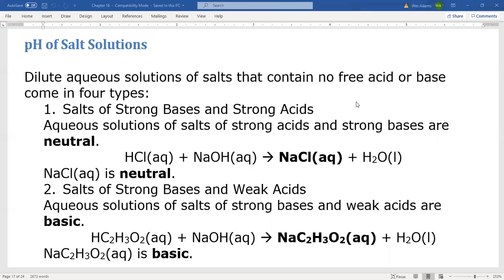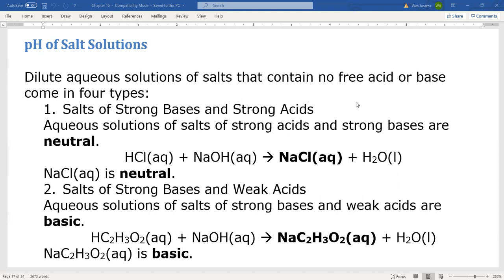Okay, let's talk a little bit about the pH of salt solutions, because there could be a non-neutral ion in the salt causing the solution of the salt to not be neutral. Salts formed from the neutralization of a strong acid and strong base: the aqueous solutions are neutral because both ions are neutral.